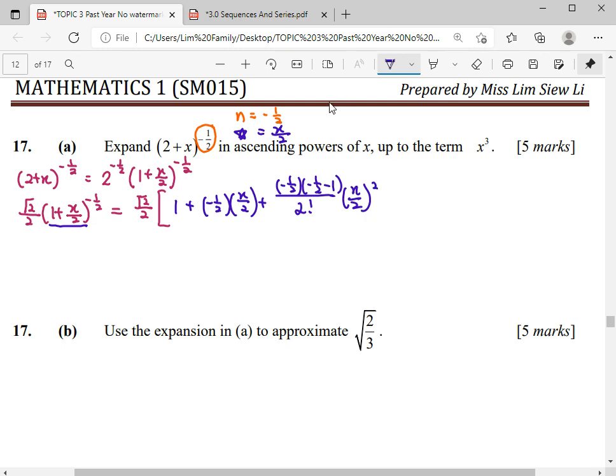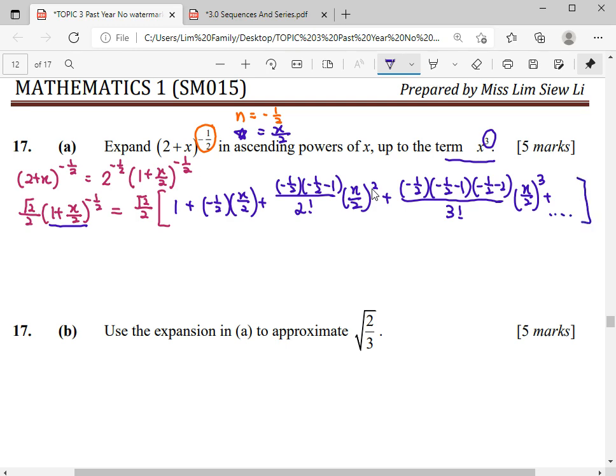We follow the question. They say you can expand up to x to the power of 3. So when you reach x to the power of 3, you have to stop the expansion. We need to continue because this only achieves x squared. So I continue with n(n minus 1)(n minus 2) divided by 3 factorial, and then x over 2 to the power of 3. And then for the rest of it, we do not need to present it, we just put dot dot dot.